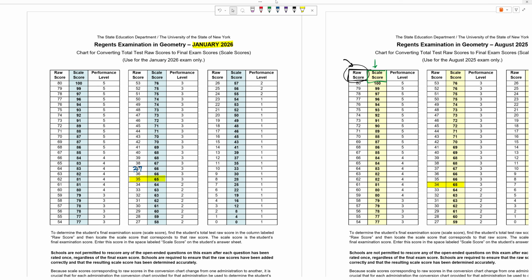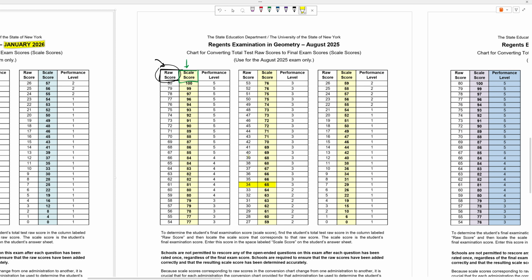Great, good for you. If you took this exam in August, then your score of a 37 would have ended up giving you a 67 on this exam. So you would have gotten a tiny bit better. And then in this year, you would have needed 34 points in order to get the passing score.